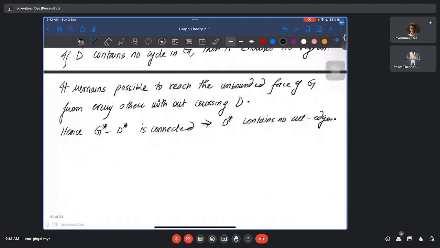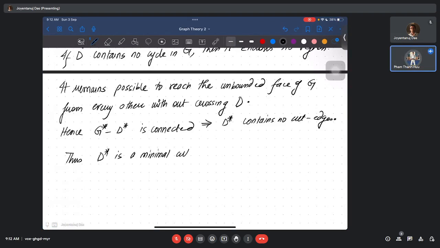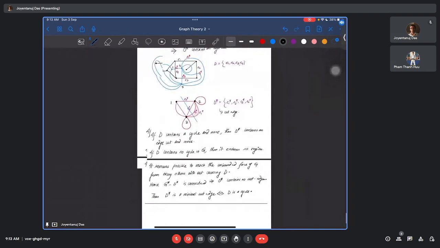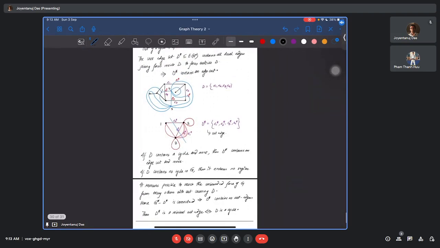Thus D star is a minimal edge cut if and only if D is a cycle. If we have something less than a cycle, then the corresponding set is not a cut in the dual graph. On the other hand, if I have a cycle with a few more edges, then we have some extra edges beyond an edge cut. So the minimal one comes exactly when we take the edges of a cycle.